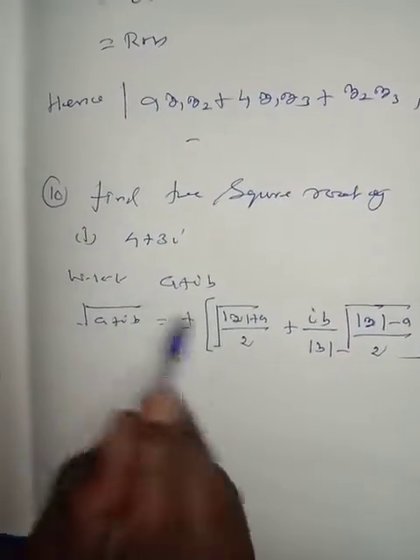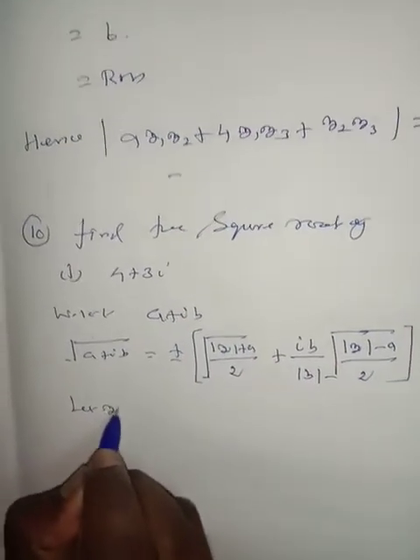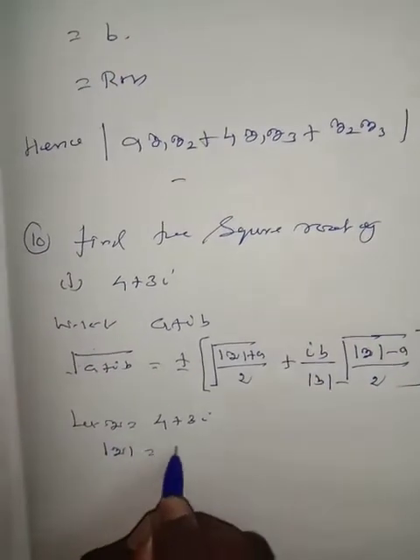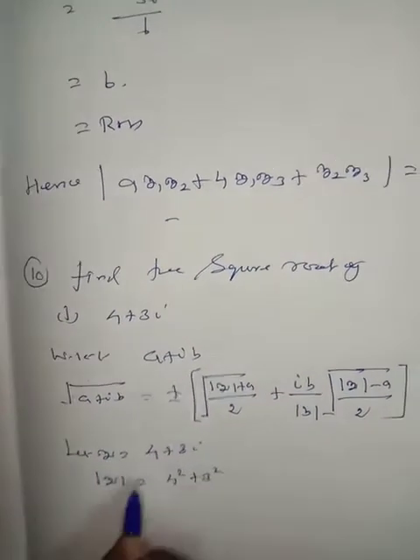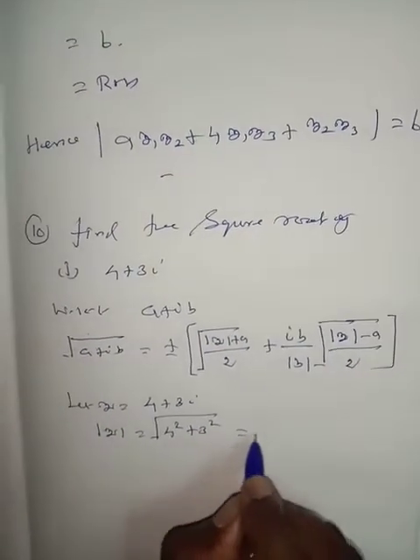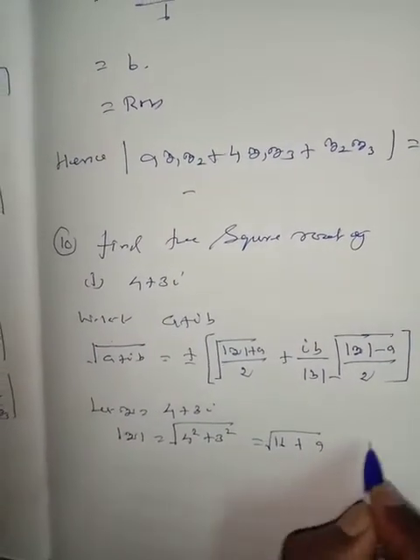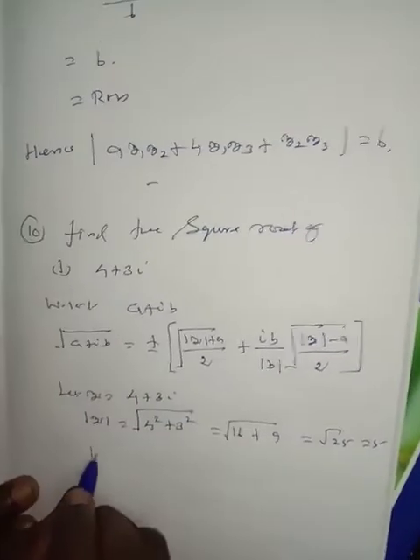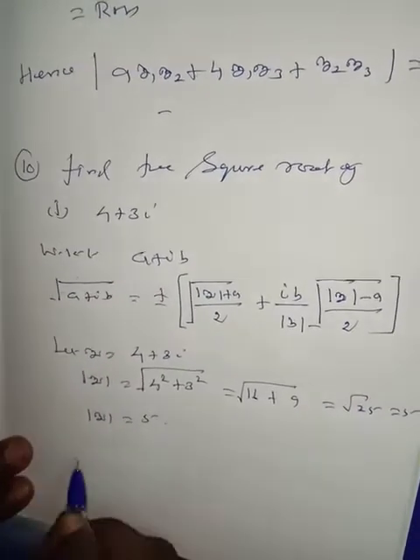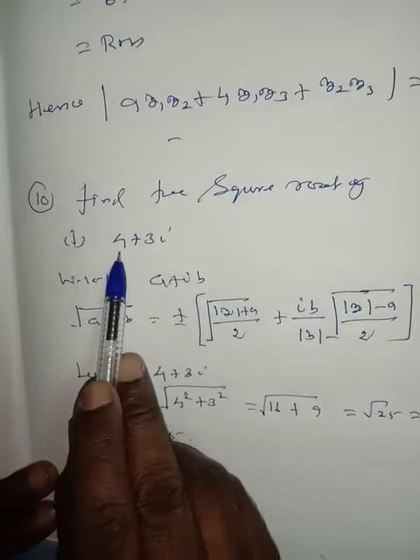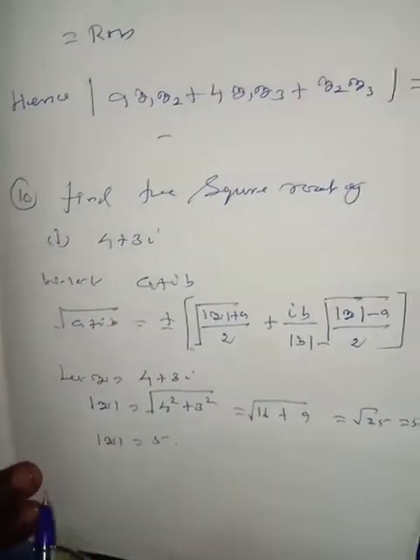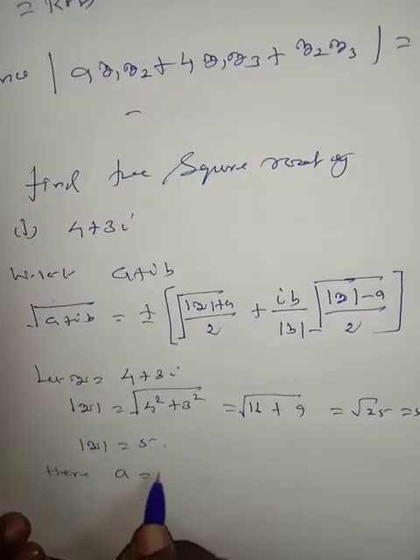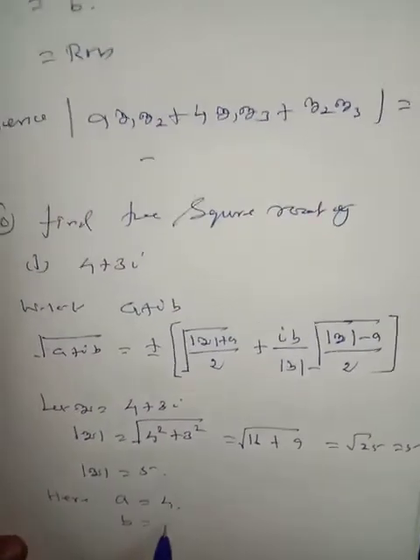First, find mod z. Let z be equal to 4 plus 3i. Mod z is equal to root of 4 square plus 3 square. 4 square is 16, plus 9 is 25, and the root of 25 is 5. So mod z is equal to 5. This is of the form a plus ib, 4 plus i into 3. Here a is equal to 4 and b is equal to 3.